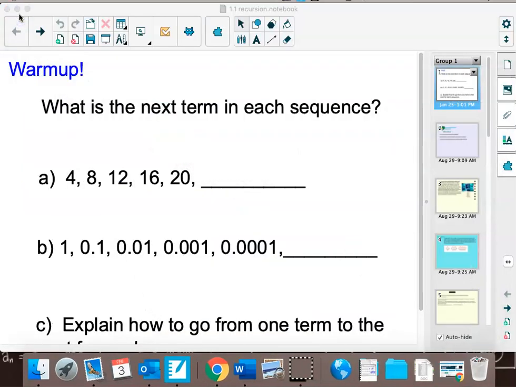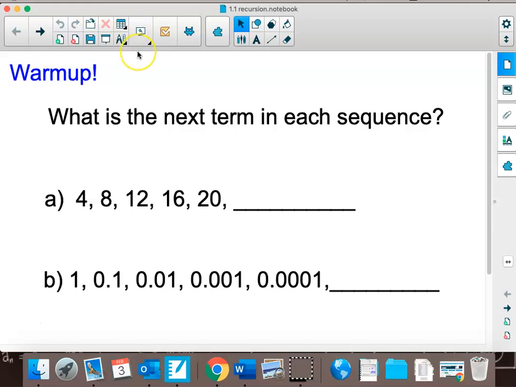Memorizing. Stop! And here's our warm-up. Don't let me go away. Hang on. Can they hear us? Can they hear us? Yeah? Yeah. Hello. Okay.